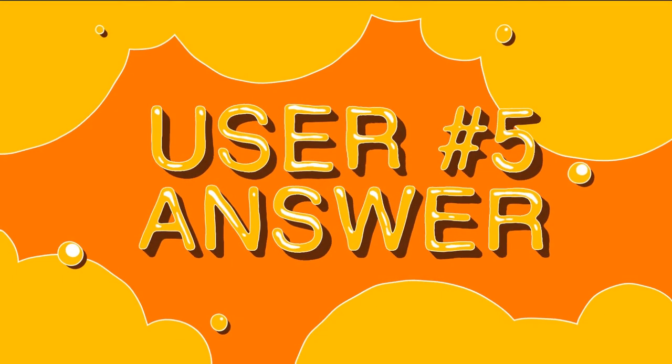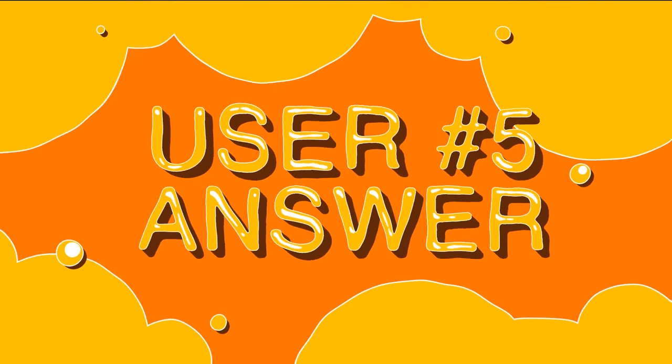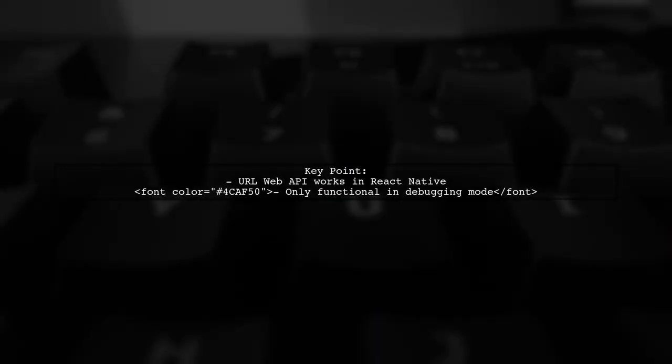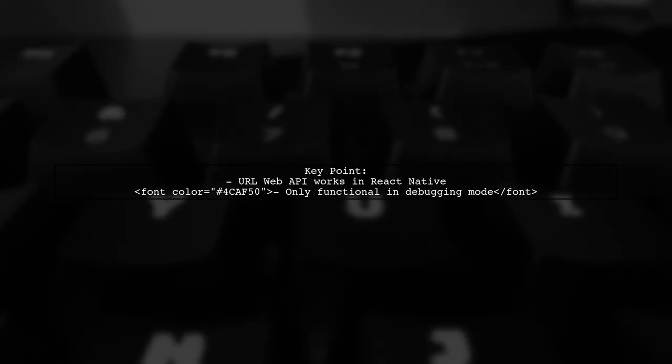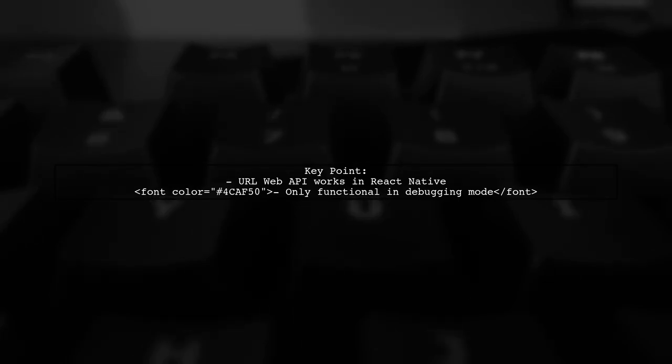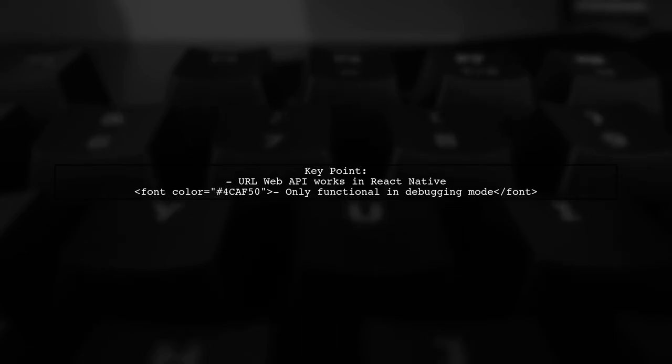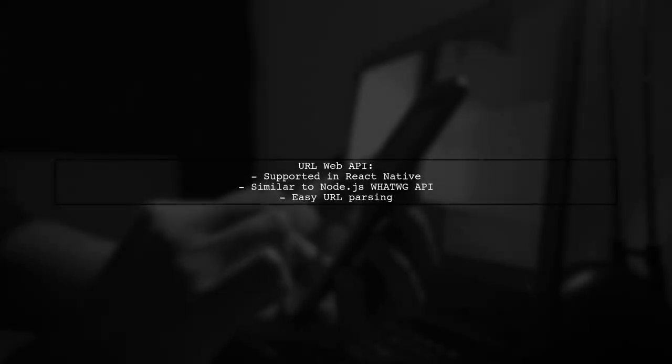Let's now look at another user-suggested answer. This user highlights a limitation with using the URL Web API in React Native. They mention that it only works in debugging mode, which makes it less reliable for general use. The URL Web API is similar to the WebAssembly API in Node.js, allowing easy parsing and building of URLs. However, the user notes that many URL parsing packages can be confusing.